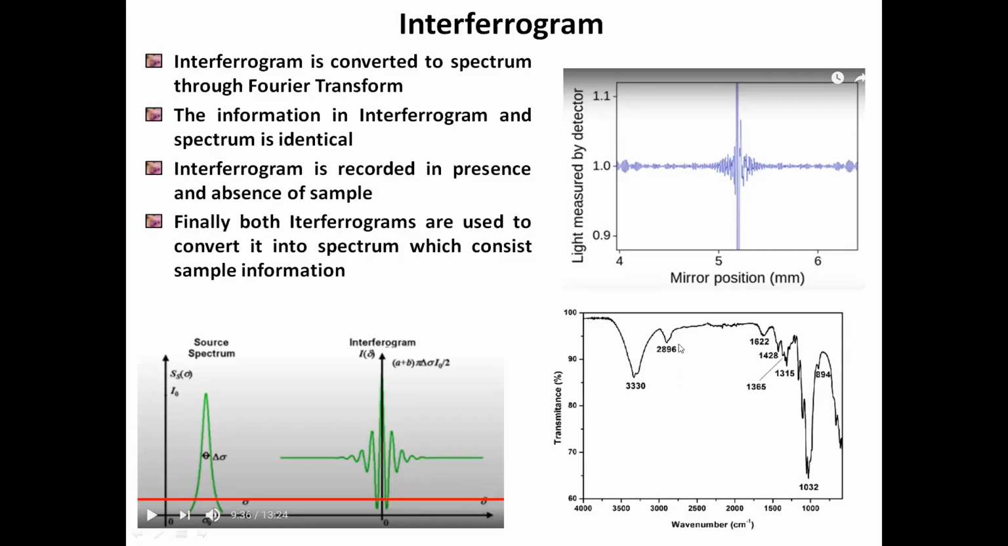Now, this is another peak, but the absorption is not as high as it is at 3330. And similarly, the other peaks are also showing. So these peaks are indicating various functional groups which are present in this material.